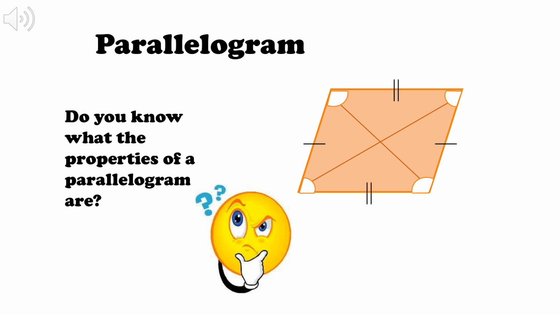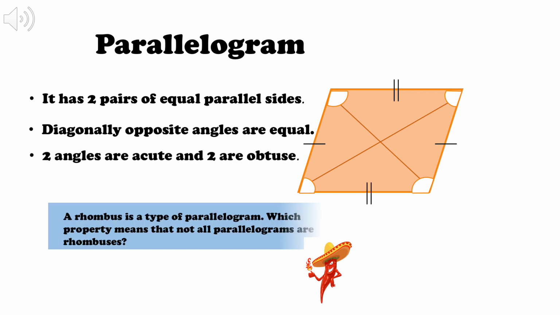Now, going back to the slide in front of you, you can see a parallelogram. What do you think the properties of a parallelogram are? And I want you to just jot them down in your book. Well done, year 3 and 4, you're doing really well. So here are the properties of your parallelogram. It has 2 pairs of equal parallel sides. Diagonally opposite angles are equal. 2 angles are acute. Remember, acute means that they're less than 90 degrees. And 2 are obtuse, which means they're over 90 but less than 180, 180 being a straight line.